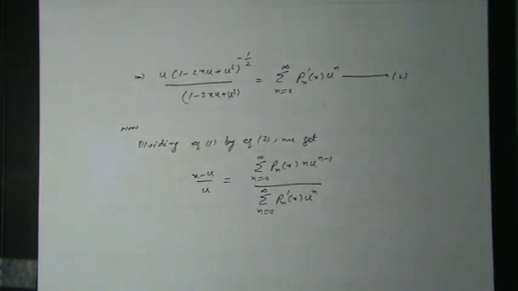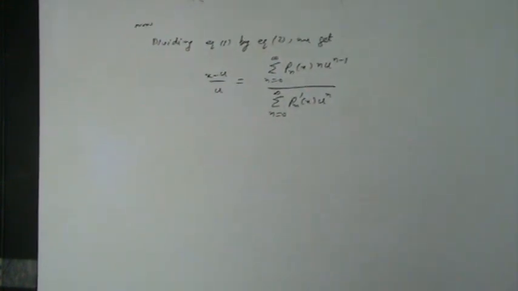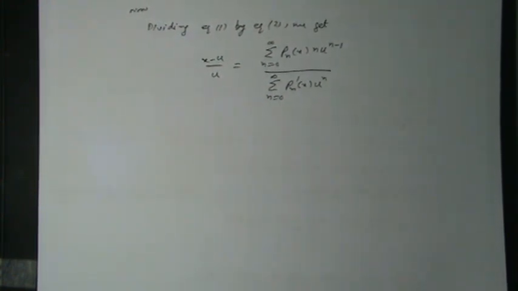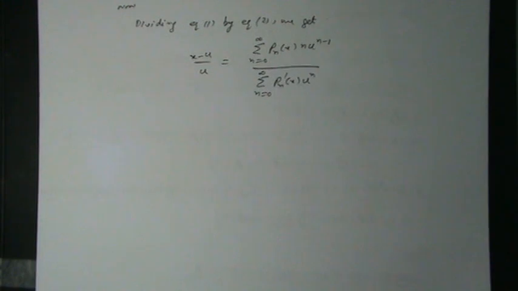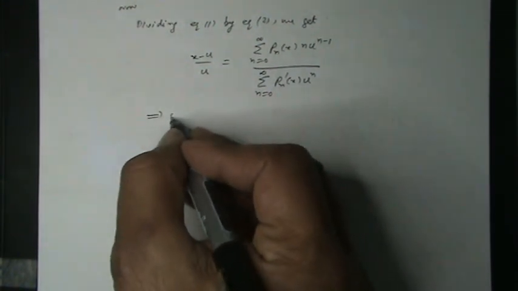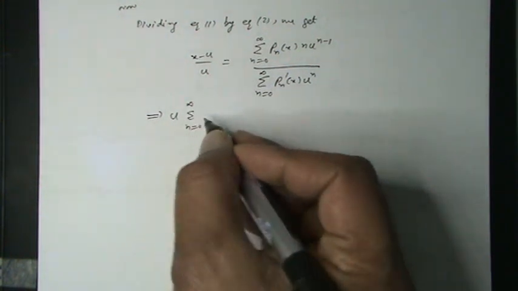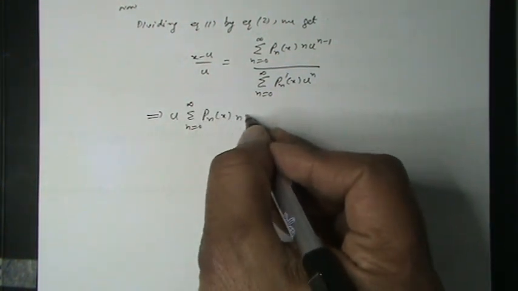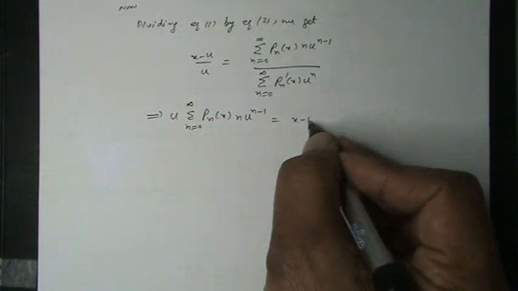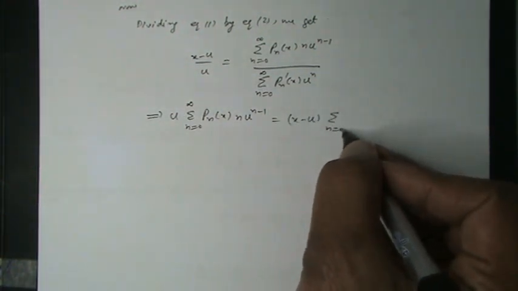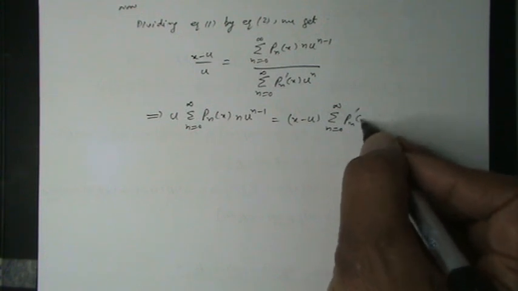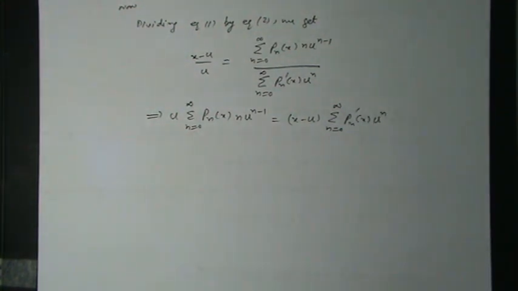This term will be cancelled. Only the remaining terms shall be this. Or it can be written, by cross multiplication, as u sigma n from 0 to infinity Pn(x) n u^(n minus 1) equal to (x minus u) sigma n from 0 to infinity Pn dash (x) u^n. Only simplification.